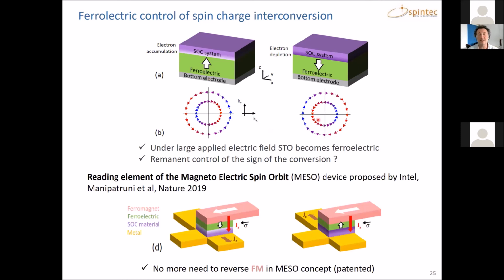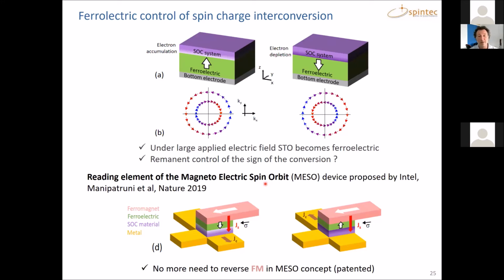And this is extremely interesting, for example, in view of the magnetoelectric spin orbit devices proposed by Intel. That is a concept for post-CMOS computing, because this type of strategy could merge in a single device both the writing and the reading element of this magnetoelectric spin orbit device.